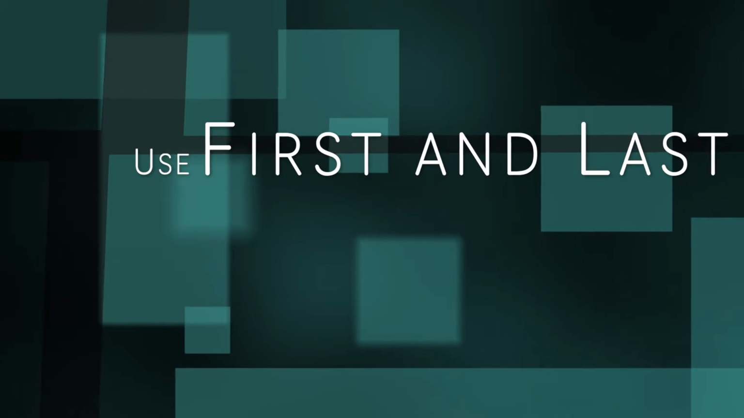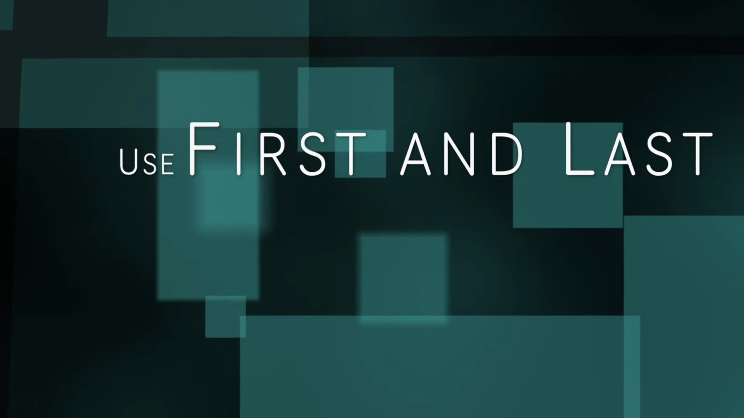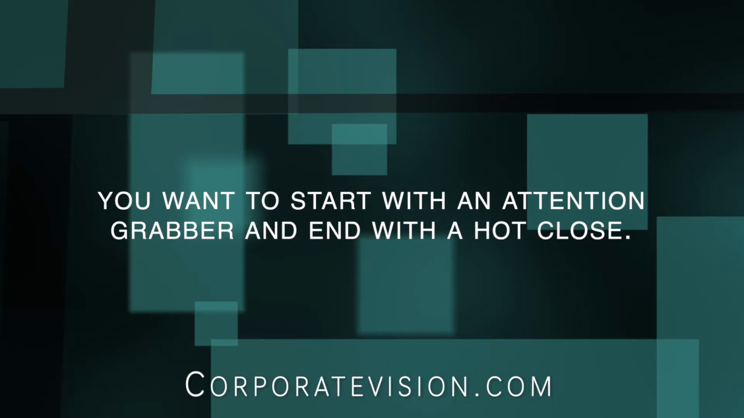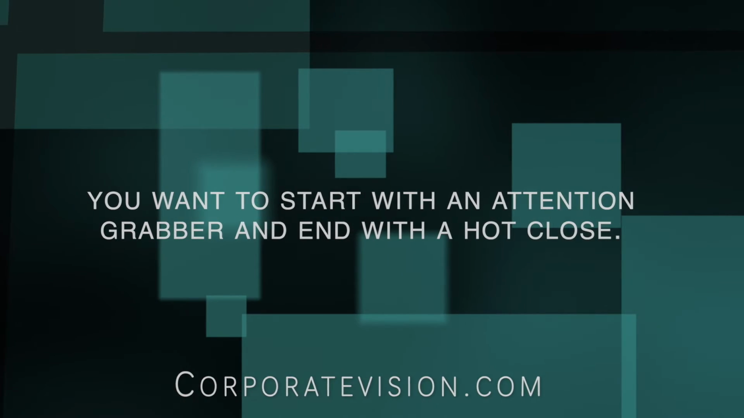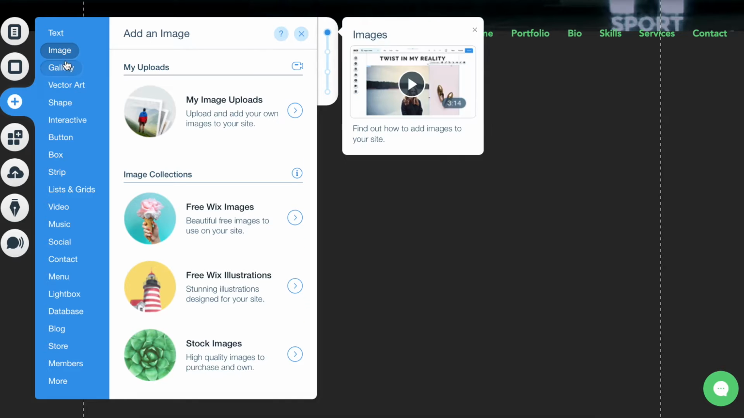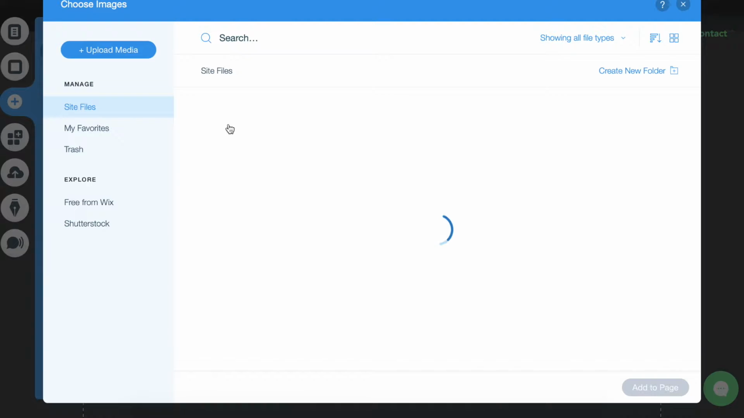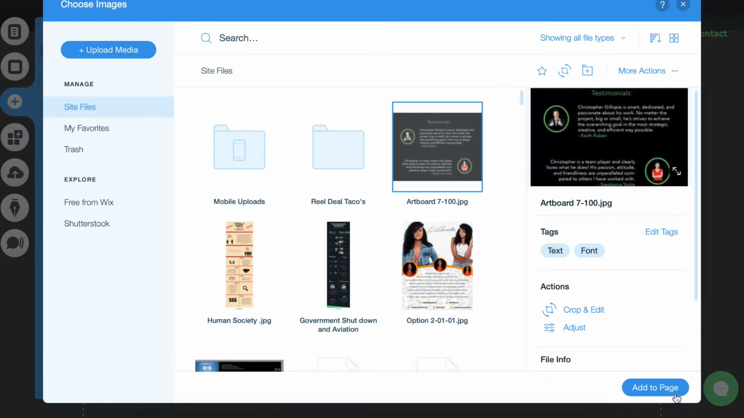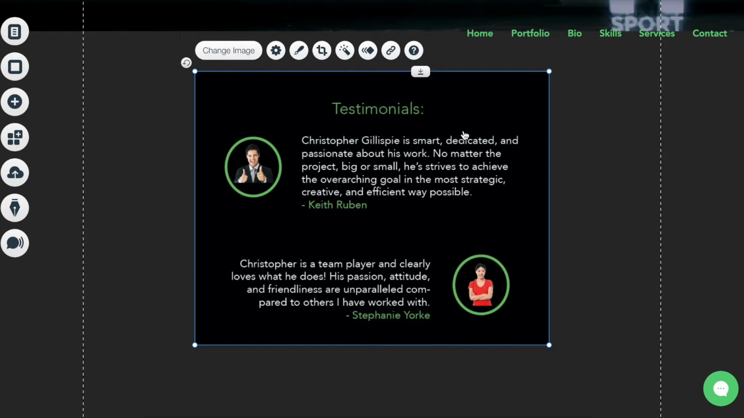This is in line with my use first and last neuromarketing principle, which according to corporatevision.com means you want to start with an attention grabber and end with a hot close. Now, let's add some authority to this page by adding some consumer testimonials from my media kit. This is an easy way to begin building influence with my consumers and in line with our whole brain strategy.